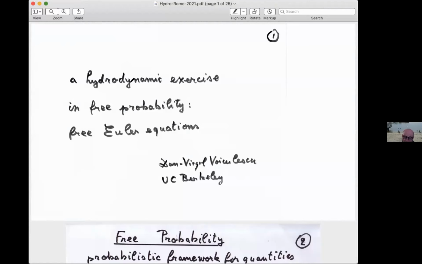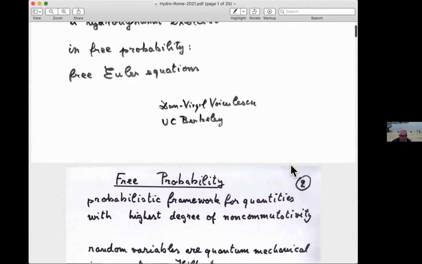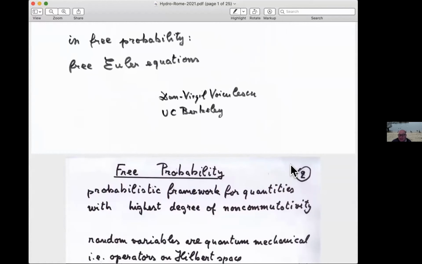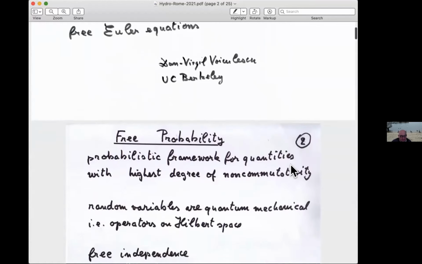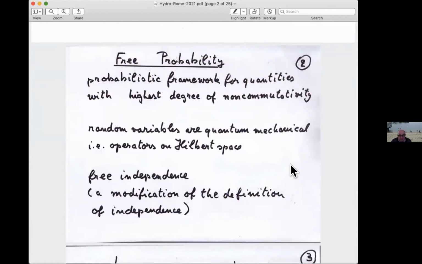Okay, so I'm going to talk exactly about this, about how to set up some analog of the Euler equations in the free probability framework. And so, a few words about free probability.